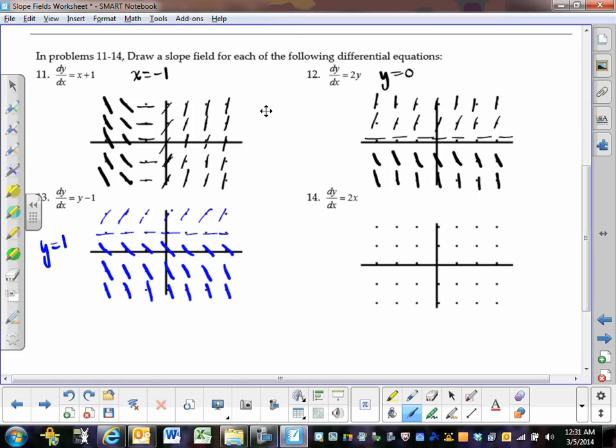So if x equals 0, I have a slope of 0. If x equals 1, I'm going to have a slope of 2. And then 4. And then 6. Negative 2. Negative 4. And negative 6.